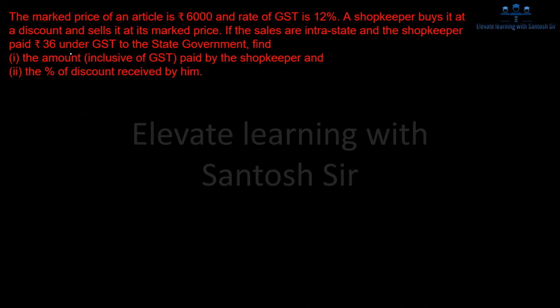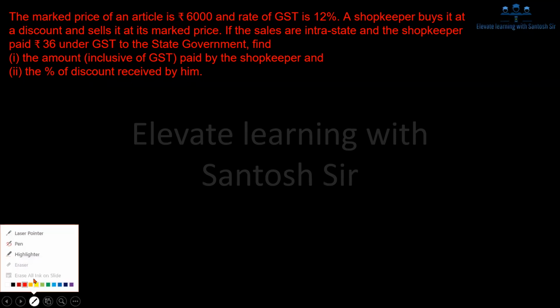Let's take up the next question. The mark price of an article is rupees 6,000 and the rate of GST is 12%. A shopkeeper buys it at a discount and sells it at its mark price. At what price shopkeeper buys, we don't know, but he's selling it at the mark price, that is 6,000 rupees. If the sales are intrastate, means within the state, and the shopkeeper pays 36 rupees as GST to the state government, find the amount inclusive of tax paid by the shopkeeper and the percentage of discount received by him.